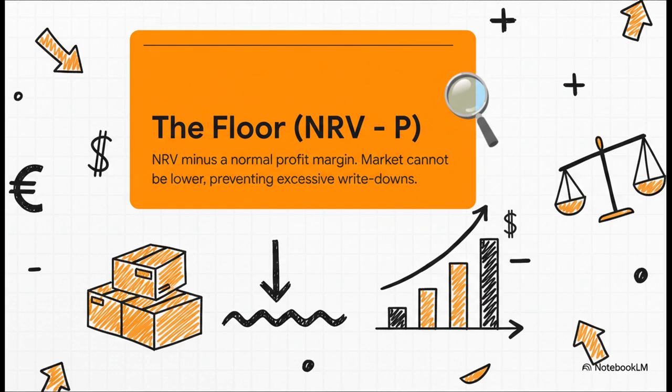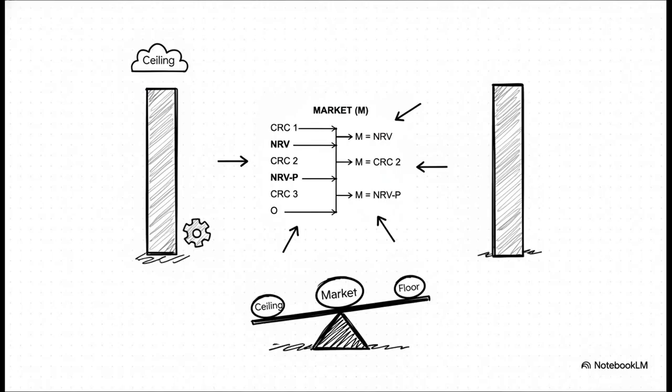The market value isn't allowed to drop below this floor. Okay, and this visual right here shows how it all comes together. To find your official market value, you literally line up the three numbers we just talked about, the ceiling, the floor, and the current replacement cost. Then you just pick the one in the middle, not the highest, not the lowest, the one that's smack dab in between. That number becomes your market value for the final comparison.